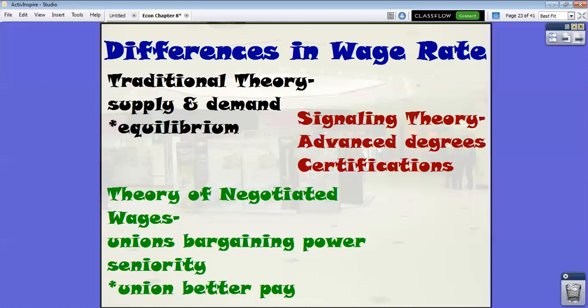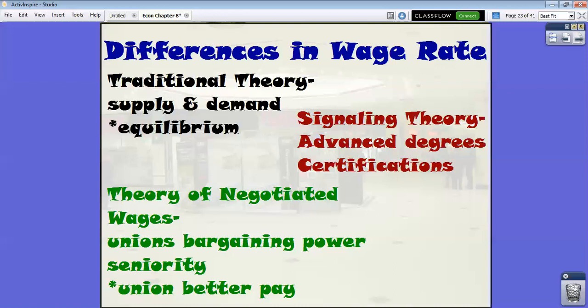The last reason or theory for why wages differ would be the signaling theory. This would be a business that will reward via their salary their employees who have a master's degree, or they get this certificate or that certificate. Basically, it signals that they have more skill, that their skill set is greater, so that they get more money.